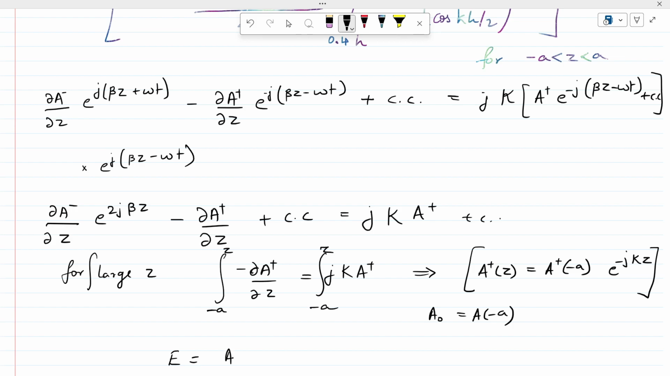So A plus of z is nothing but A plus of minus a times e power minus j kappa z, minus j kappa z plus beta z. So that will be beta plus kappa z, plus complex 1j, for minus a less than z less than a.